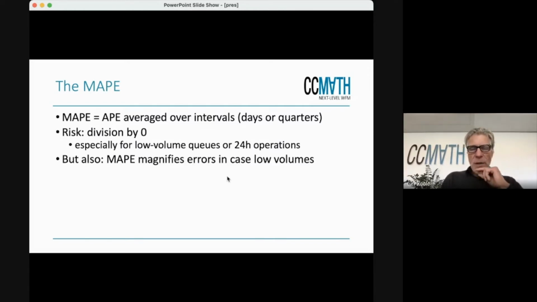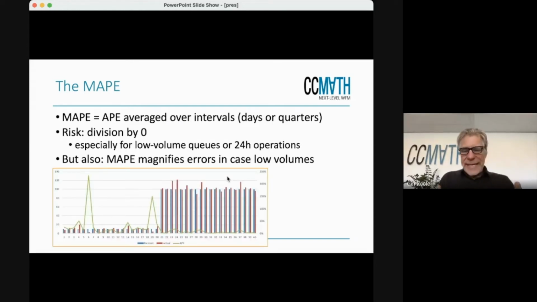But that's not the only problem with the MAPE. Another problem with the MAPE is that it magnifies errors if you have low volumes. Indeed, suppose that you have 24 operations with a very small volume during the night and higher volumes during the day. Then the errors during the night, because the actuals are also low, get amplified and get a lot of importance, and that is probably not what you want.